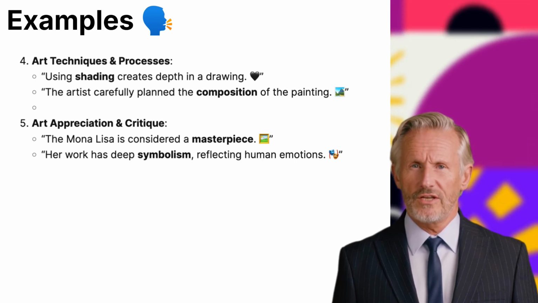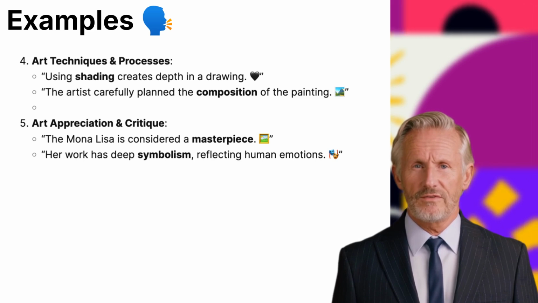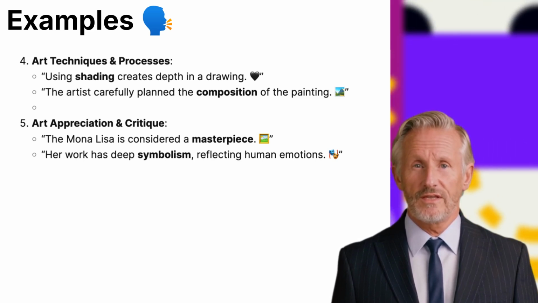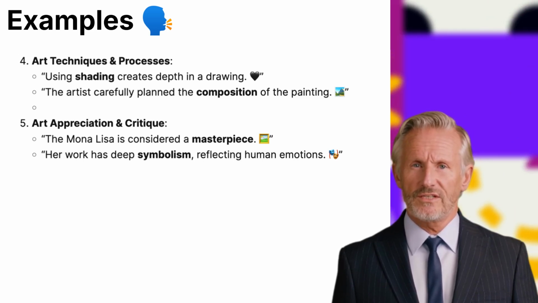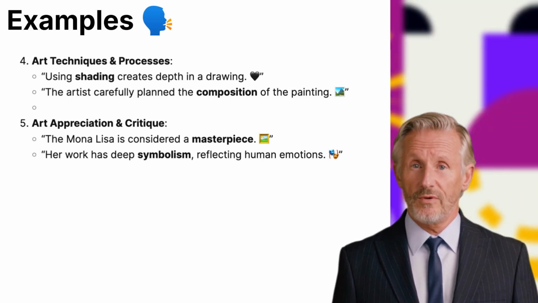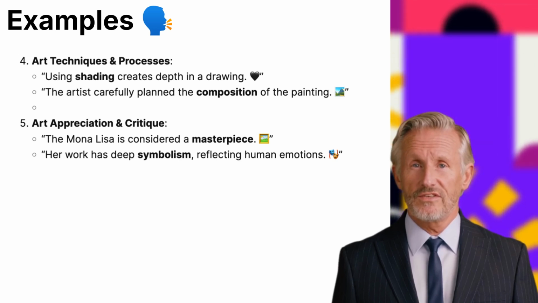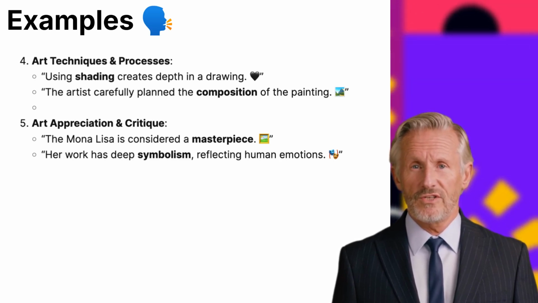5. Art appreciation and critique. The Mona Lisa is considered a masterpiece. This sentence uses masterpiece to describe a work that's highly admired and often seen as a perfect example of art. Her work has deep symbolism, reflecting human emotions. Symbolism means the use of images or objects to represent deeper meanings, and this sentence tells us the artist is expressing emotion through her work.